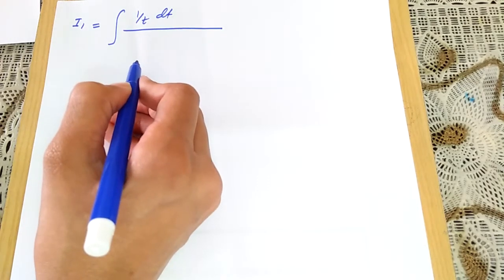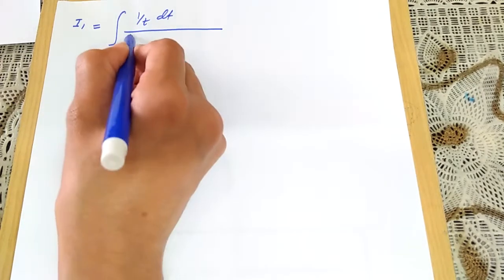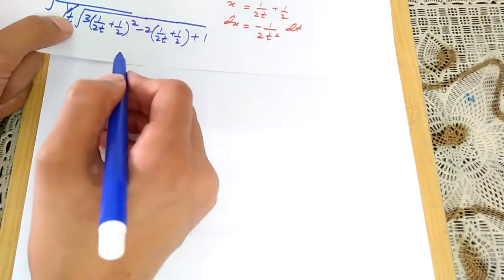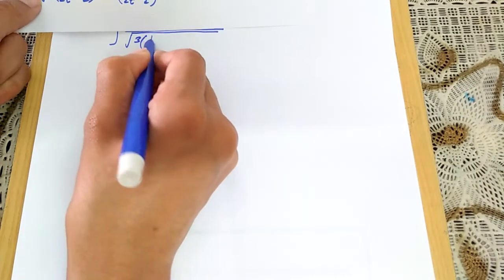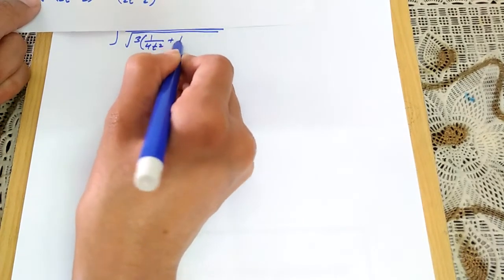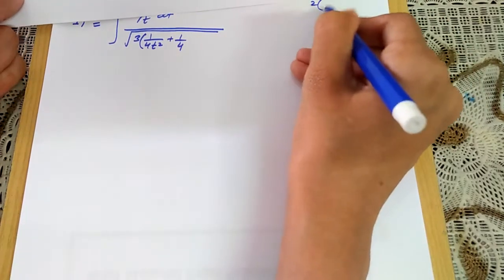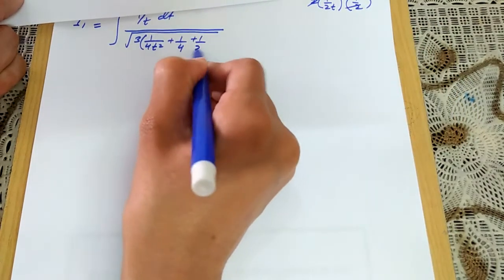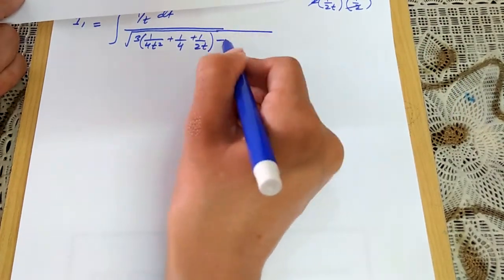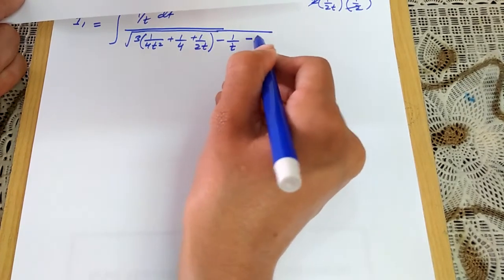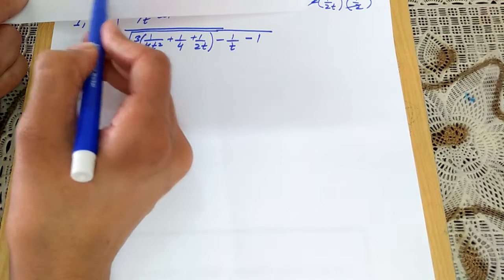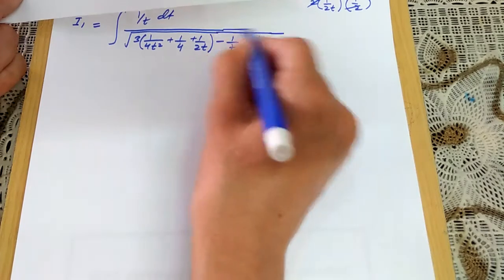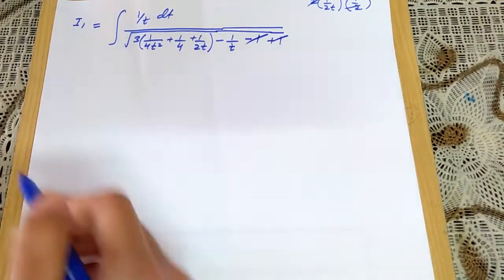Now the denominator will be solved. Under root, this one is 3 into (1 over 4t² plus 1 over 4 plus 1 over 2t), and minus 2 times (1 over 2t plus 1 over 2). This will give us minus 1 over t minus 1 here, because this 2 is multiplied inside and cancels, and the rest of the signs are written here, plus 1 dt. This 1 and 1 can be cancelled out.